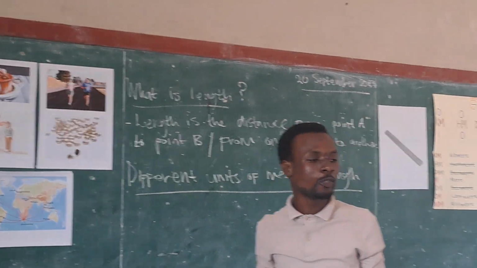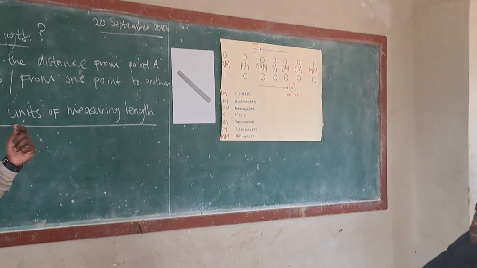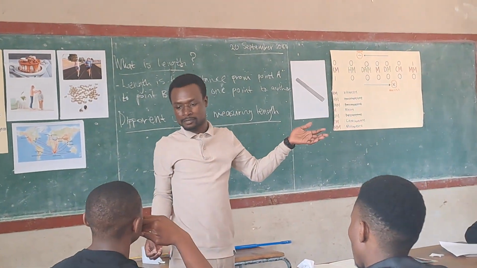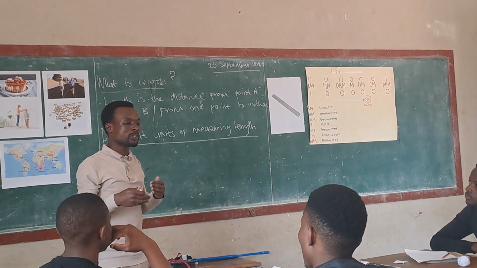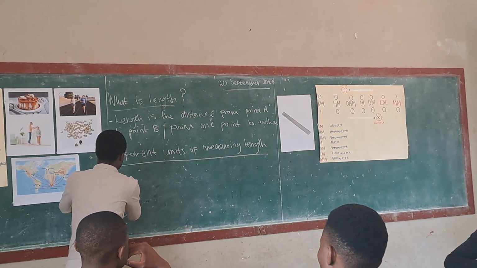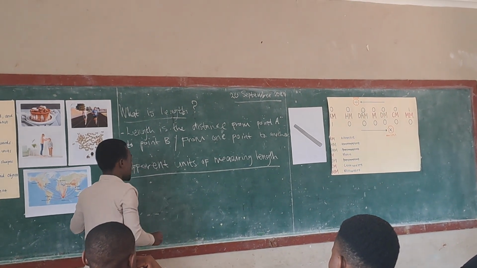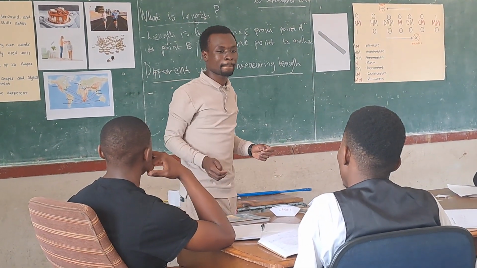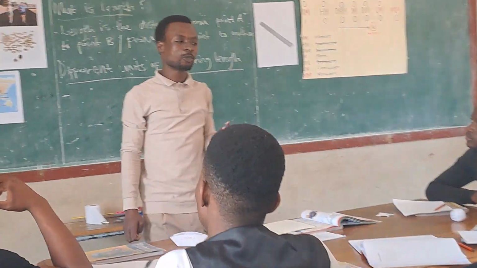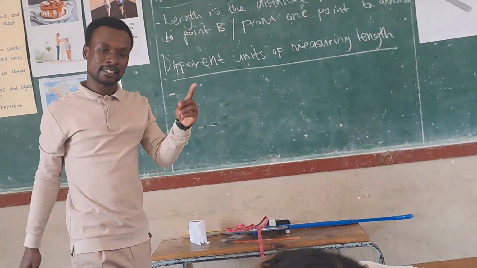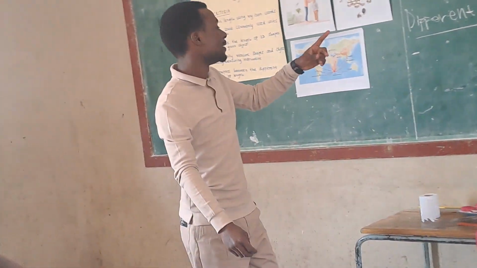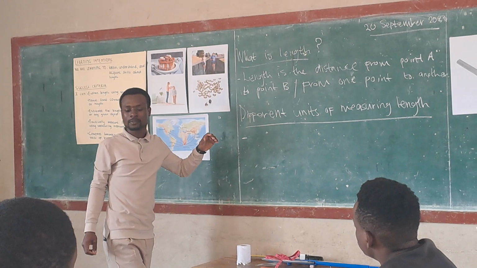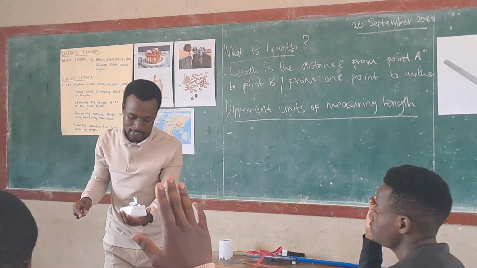Besides that, why don't we use centimeters to measure the distance from here up to Cape Town? Why are we using different units? The ruler is too small to measure. Exactly, the ruler is too small to measure the distance from one place to the other. Let's quickly name different units of measuring length that we know.